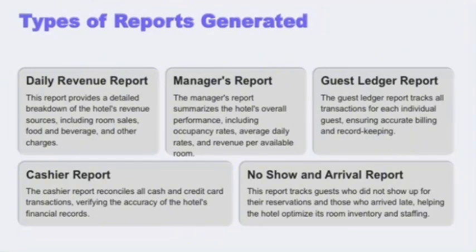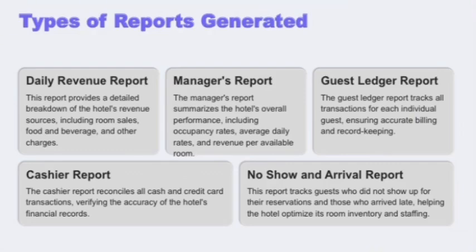So, types of reports generated. First is the daily revenue report. This report provides a detailed breakdown of the hotel's revenue sources, including room sales, food and beverage, and other charges. It summarizes all revenue earned by the hotel in a single day from various departments. This may include room revenue, food and beverage sales, spa, laundry, and so on.